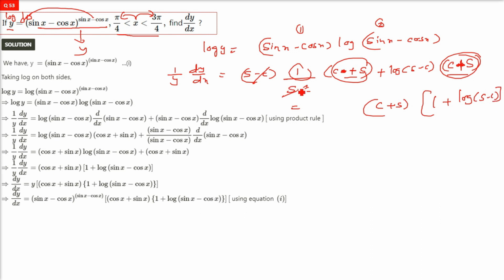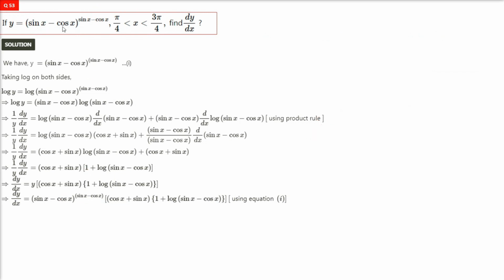Now this C stands for cos, S for sin. And the 1 by y, what was y? This will go here, so (sin minus cos) to the power (sin minus cos) will go on the right. So this is the result. If you just open this, writing sin for S and cos for C, you will get this answer.